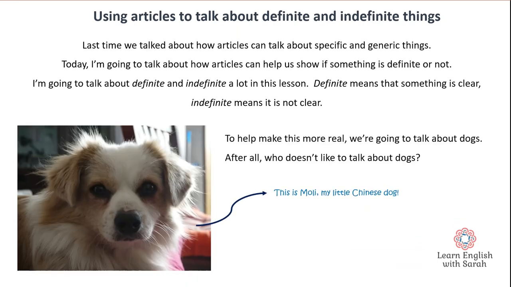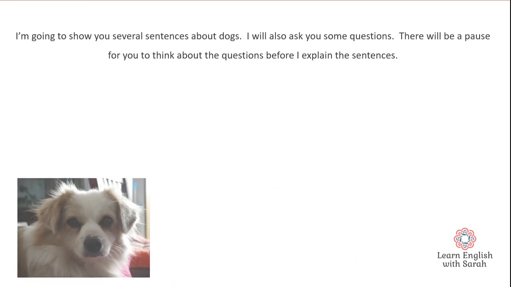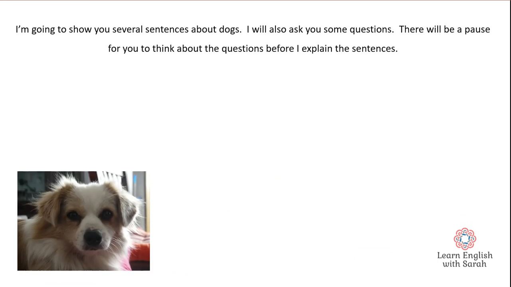And to make this more real, we're going to talk about dogs because pretty much most people like to talk about dogs. And this over here is Molly, and she's my little Chinese dog. So she's going to be helping us talk about articles today. So I'm going to show you several sentences about dogs. The sentences will come in pairs, so you will see two sentences on each slide of the PowerPoint. I'll ask you some questions and I'll give you a pause for you to think about the questions before I explain them.